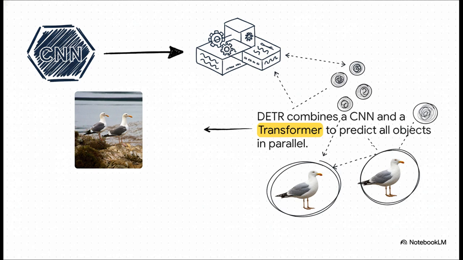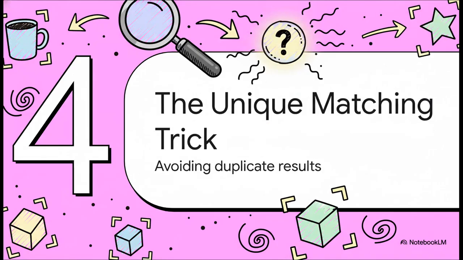Remember those object queries we talked about? Let's say there are 100 of them. They all get processed at the exact same time. The model learns to assign one query to one object. And for any leftover queries, it just learns to label them as no object. Simple as that.